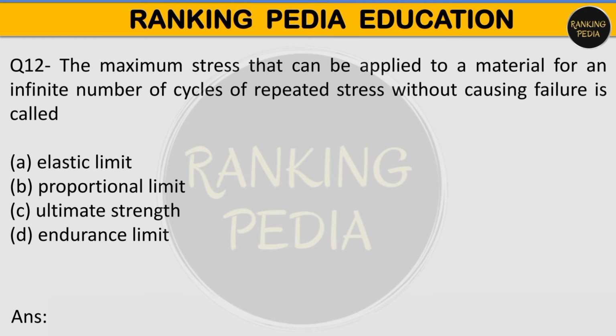Next question is, the maximum stress that can be applied to a material for an infinite number of cycles of repeated stress without causing failure is called, your options are elastic limit, proportional limit, ultimate strength or endurance limit. So the maximum stress that can be applied to a material for an infinite number of cycles of repeated stress without causing failure is called your endurance limit. That is option number D is correct. Endurance limit is the stress level below which even a large number of stress cycles cannot produce fatigue failure. So endurance limit, option number D is correct.